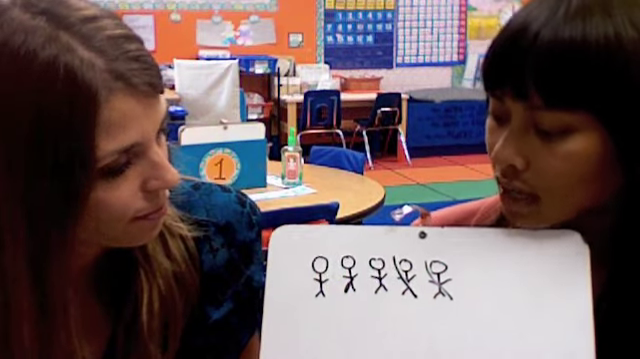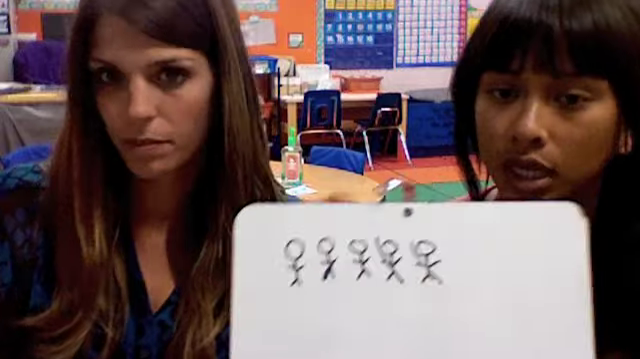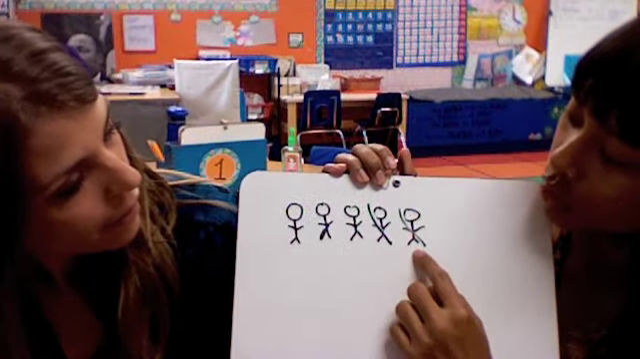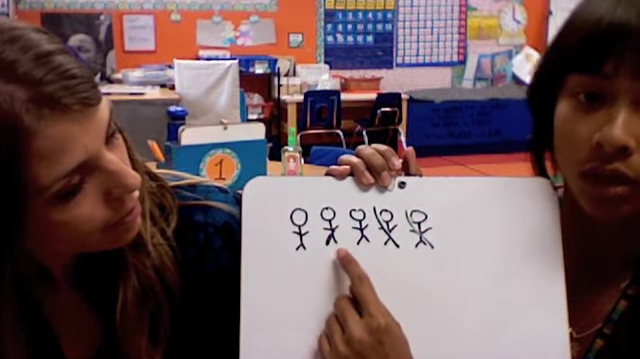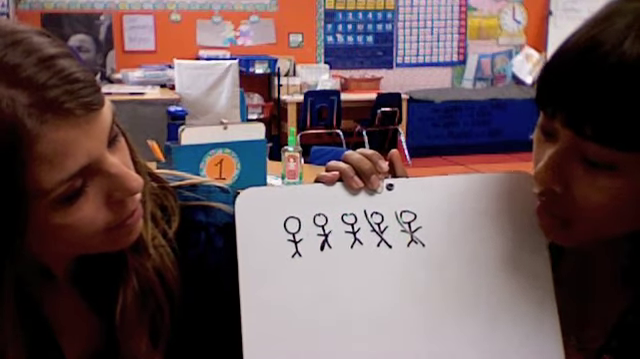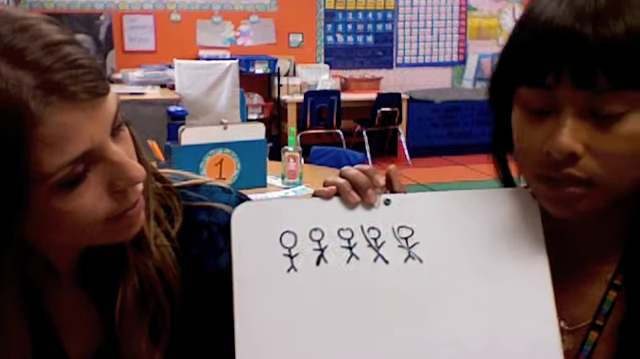Now the last question says how many students are still playing. So now I could look right here. 2 students left. 1, 2. I have 3 students still playing at the park. So that would be my answer.